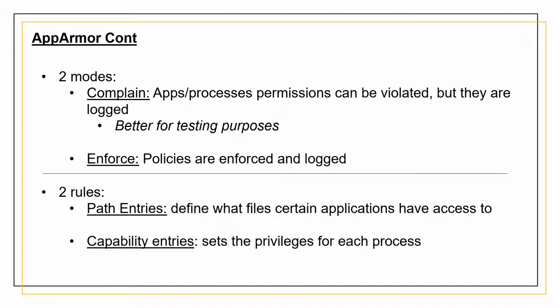And then for the profiles themselves, they have two main rules, either path entries and then capability entries. So capability entries state the capabilities that each program has according to the POSIX draft capabilities. And then the path entries specify what areas of the file system, like what files they can have access to and what they can't.